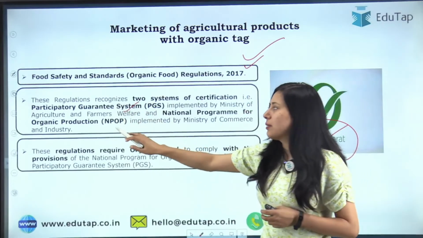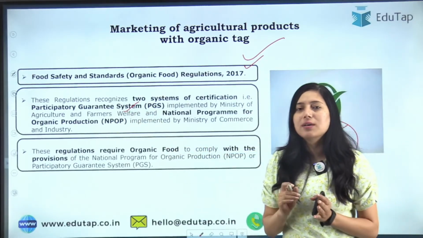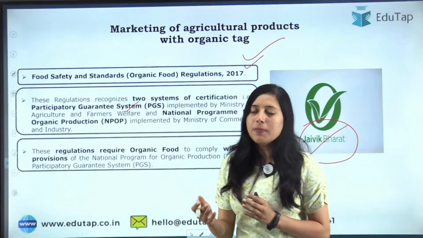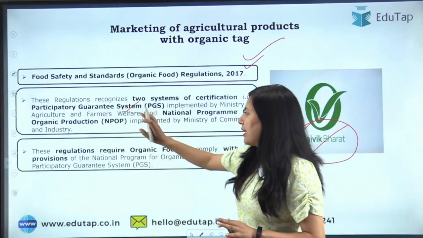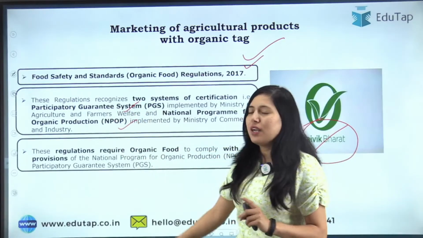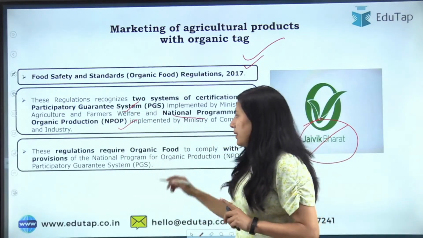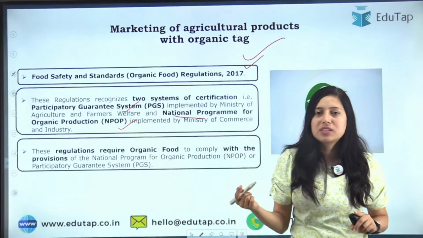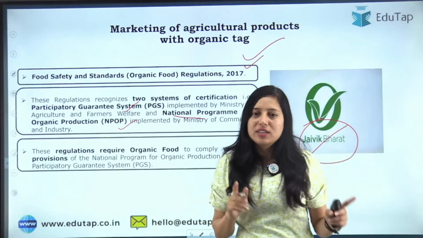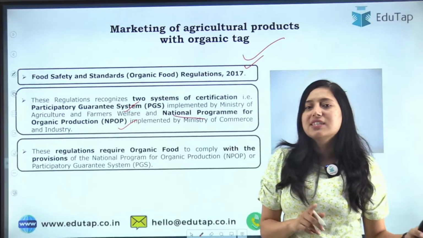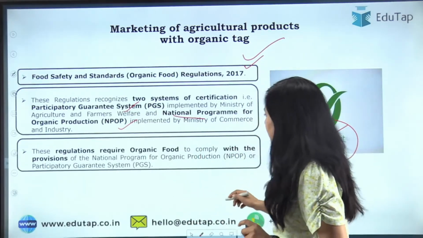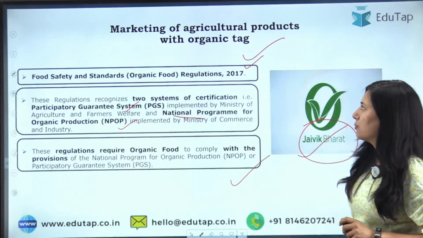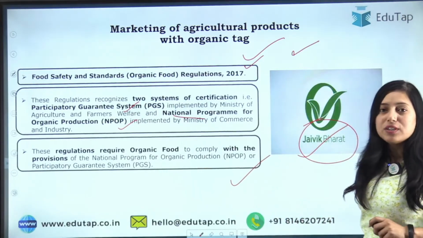There are two logos under the PGS system: one is for land that is under conversion, and one for land that has been converted. So there are two logos under PGS, and there is one logo under your NPOP. Either the certificate of NPOP or the certificate by PGS is required by the farmer to sell the produce as organic produce. So that is regarding the marketing of agriculture produce with organic tags.